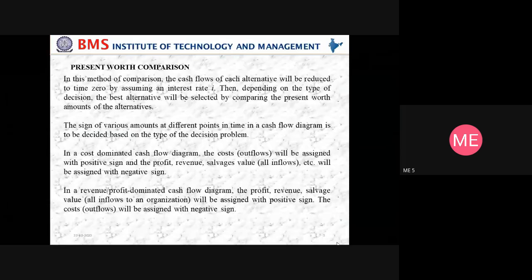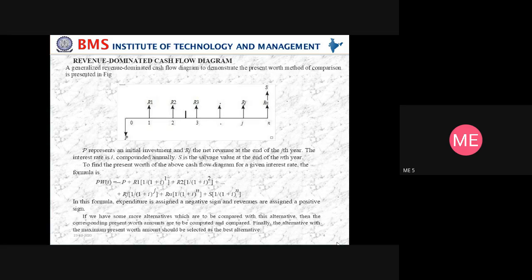In this method of comparison, there's a revenue dominated cash flow diagram. The profit, revenue, and salvage value will all be shown with a positive sign because it is revenue dominated. And the cash outflows, that is cost, will be assigned a negative sign. It may be a maintenance cost or operating cost, whatever it is, the cost will be treated with a negative sign in this case. So we have discussed this revenue dominated cash flow diagram.